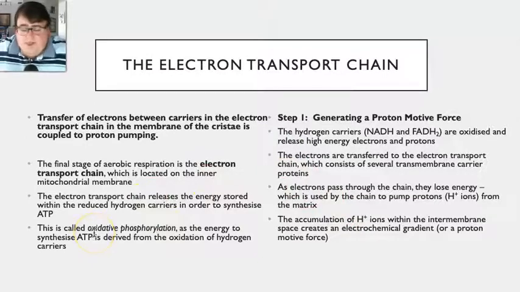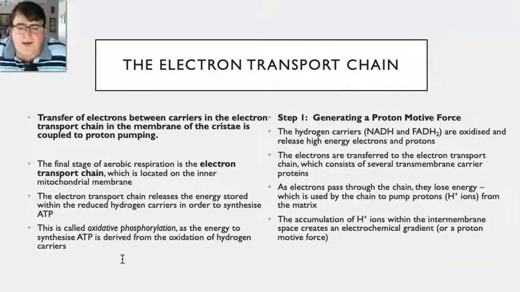The electron transport chain is the final stage of aerobic respiration. It is located on the inner mitochondrial membrane. The entire purpose of the electron transport chain is to release the energy stored within the reduced hydrogen carriers, which we made in the Krebs cycle, in order to synthesize ATP. We call this oxidative phosphorylation because the energy that we use to create ATP comes from the oxidation of hydrogen carriers.